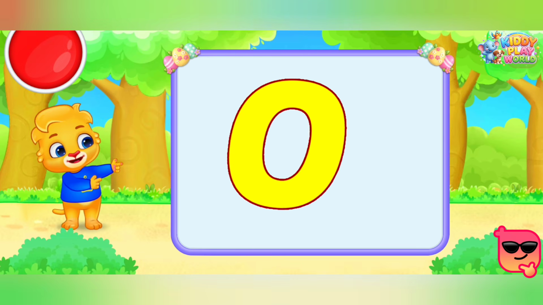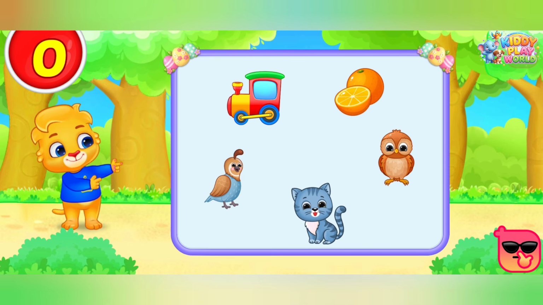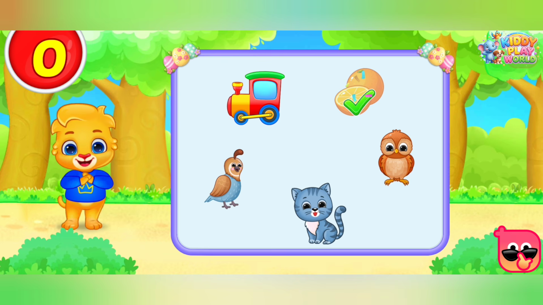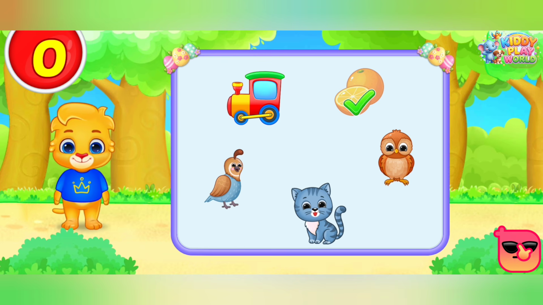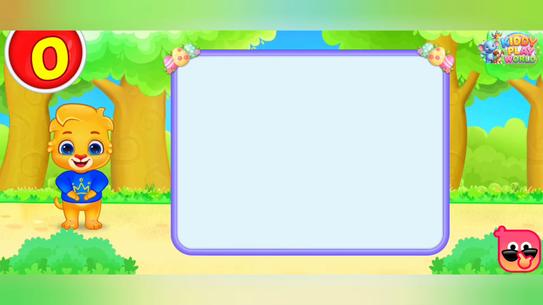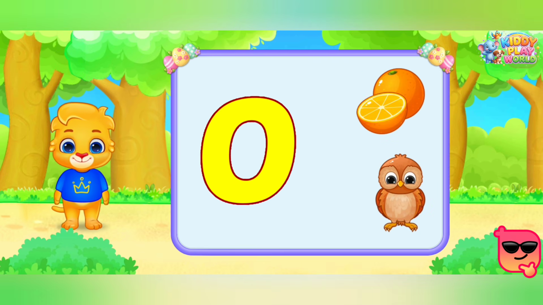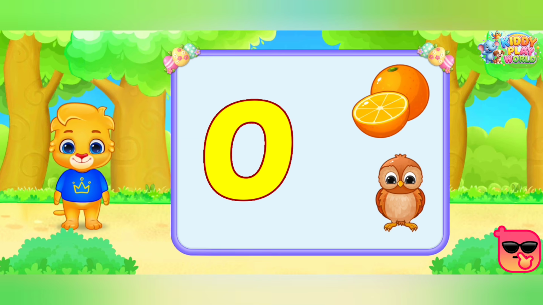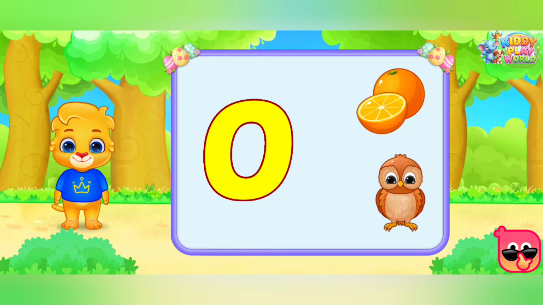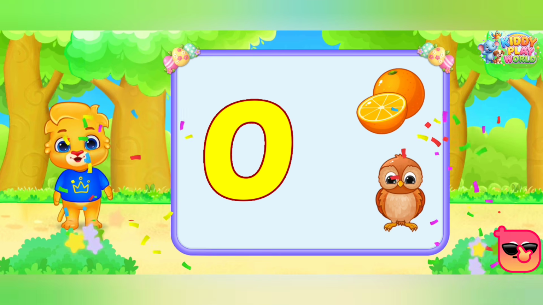Tap the picture that starts with letter O. O is for orange. O is for owl. Well done!